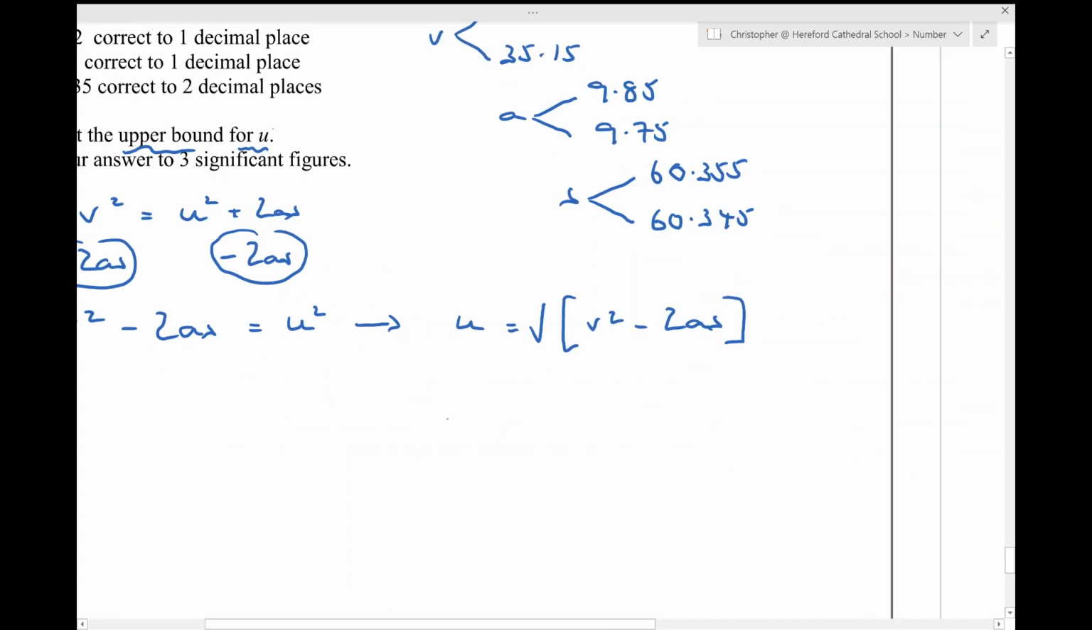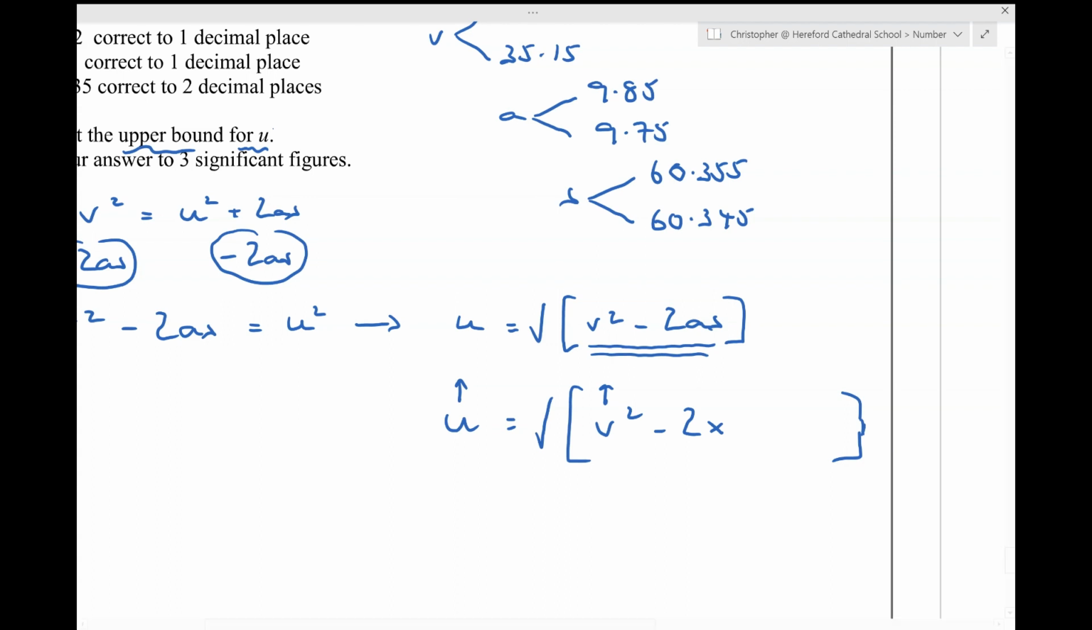Now I've been asked to work out the upper bound for u. So I want the highest possible u, please. So that means that I'm going to want to square root the highest possible number to give me the highest possible u. So I need this number in the brackets to be as high as possible. Well, if I want v squared minus 2as to be as high as possible, I'm going to choose the upper bound of my v. Now I want to take away as little as possible from v squared, so I end up with as high a number as possible in the square bracket. So I'm going to choose the smallest possible a and the smallest possible s.